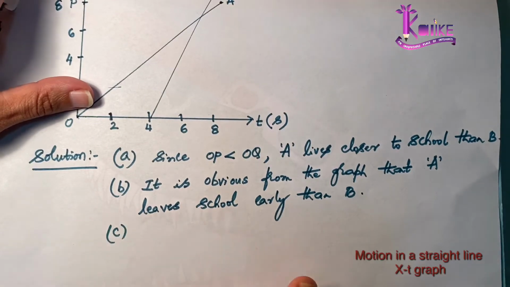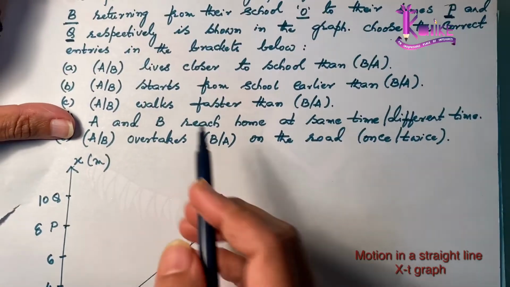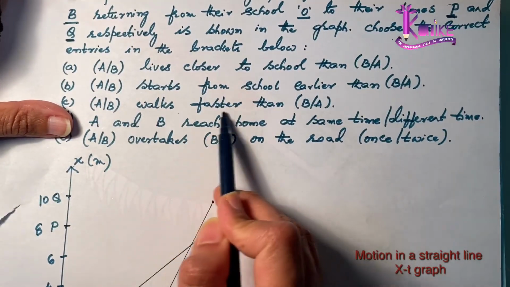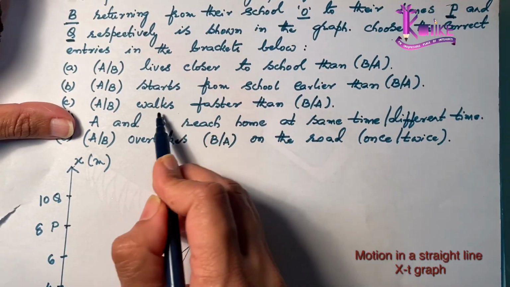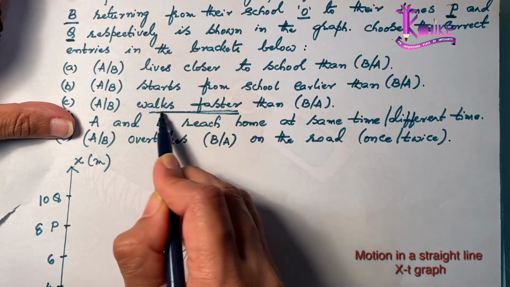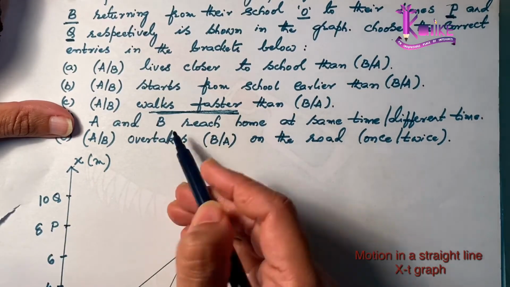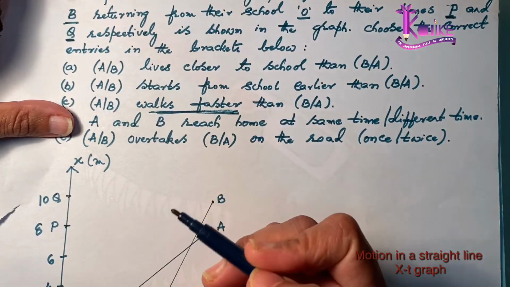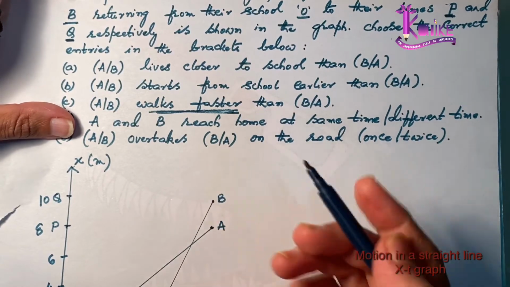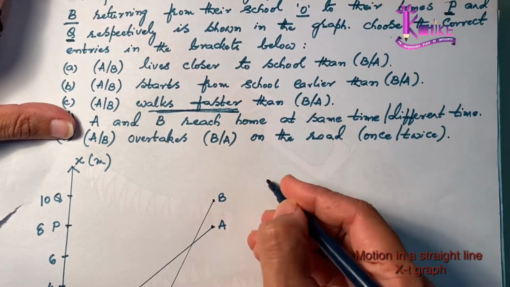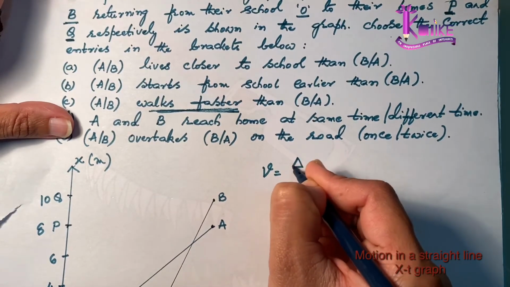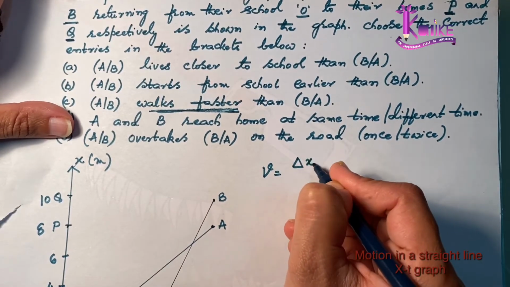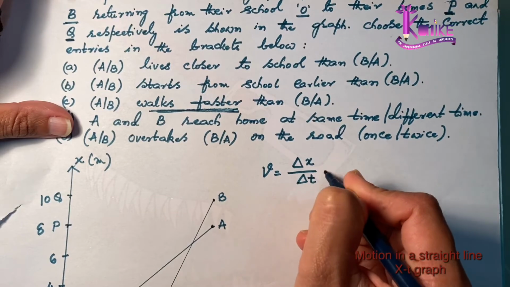Now let's take on the next one. You have to find out A/B walks faster than B/A. So we have to just calculate who walks faster. Now what do we mean by walking faster? This denotes the speed or the velocity with which one is walking towards their respective home. So now we know that in general velocity, which is denoted by v, is delta x divided by delta t. But what is delta x?